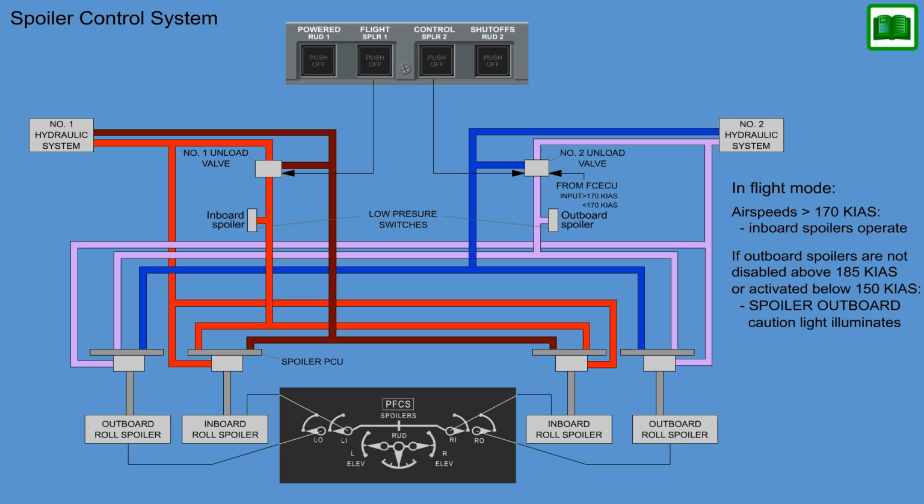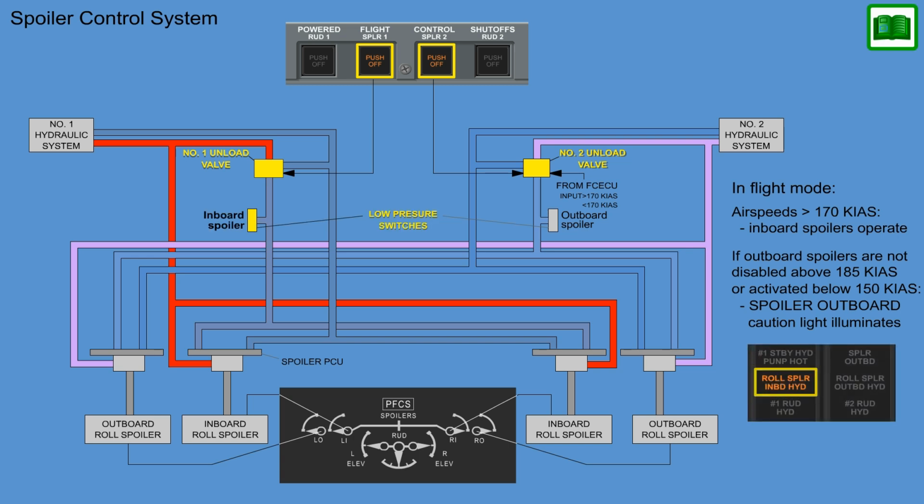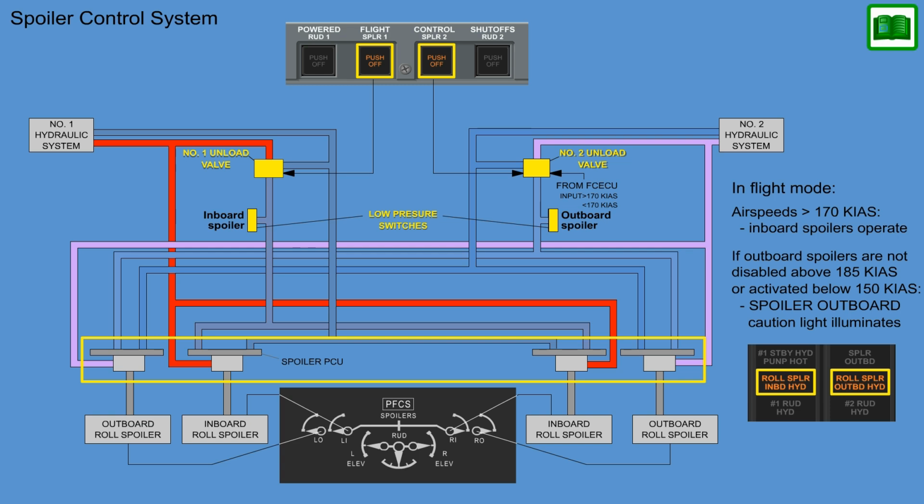Pushing either spoiler 1 or spoiler 2 switch light inhibits hydraulic pressure to its related spoiler power control unit extend port. This turns on the roll spoiler inboard hydraulic or roll spoiler outboard hydraulic caution light. The continuous hold-down pressure returns the related spoilers to the retract position.